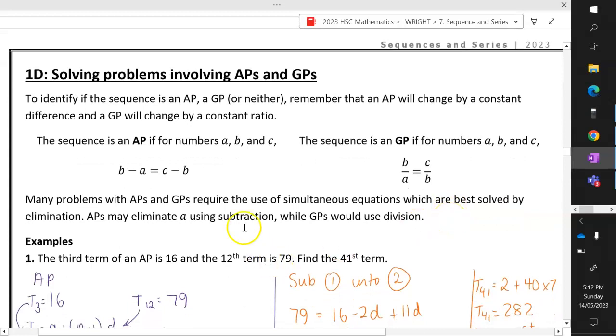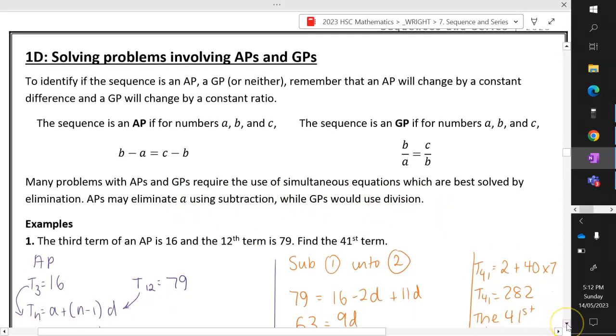Many problems with APs and GPs require the use of simultaneous equations. And I know you all love your simultaneous equations, but you are good at them. So you're going to persist with this. And they're best solved by elimination, not substitution. But you can do them either way. I like substitution a little bit. APs may eliminate A using subtraction, while GPs would use division. But let's have a look at the questions below and see how we could go.